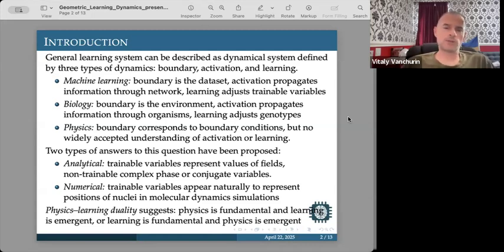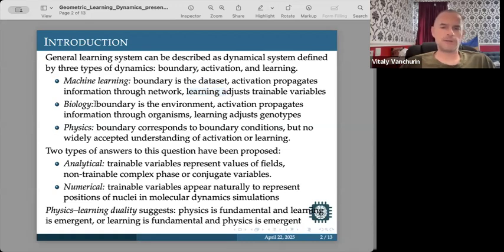So it's a general dynamical system. There are three types of dynamics: boundary, activation, and learning. The main emphasis today will be on learning, but nevertheless, let's see how those three types of dynamics appear in different types of systems. So in machine learning, boundary dynamics is what we call data set dynamics. Activation dynamics is how the information propagates through the system, through the neural network, for example. And then the learning dynamics is adjusting your trainable variables or parameters to minimize some suitably defined loss function.